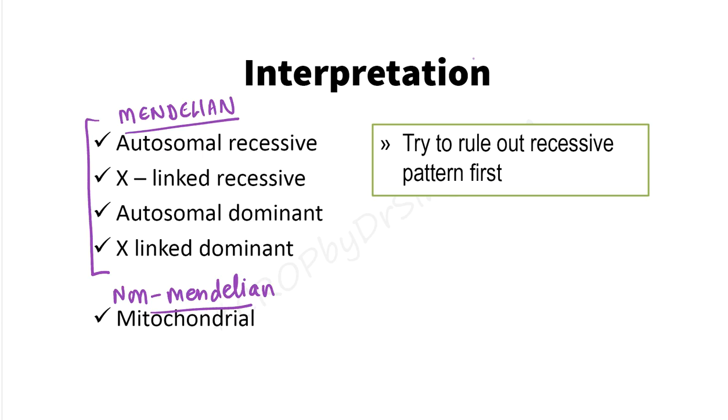So what the students think is that we can very easily identify an autosomal dominant pedigree, but there is some problem in identifying an autosomal dominant pedigree which I will be discussing over the course of the next few minutes. So always please concentrate on this. Try to rule out the recessive pattern first, then you move on to the dominant pattern.